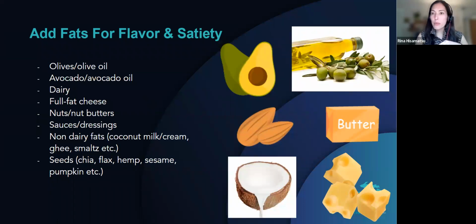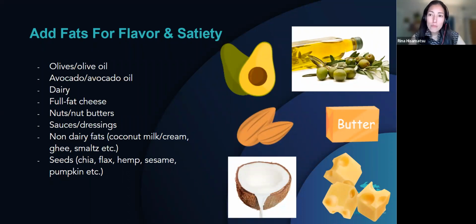All right, now step 3 is adding fats. Now, we have a lot of different types and varieties of fats, as you can see here listed. We have plant-based fats from olives, avocados, nuts and seeds. We also have animal-based fats coming from dairy and cheeses and meats and other protein sources.